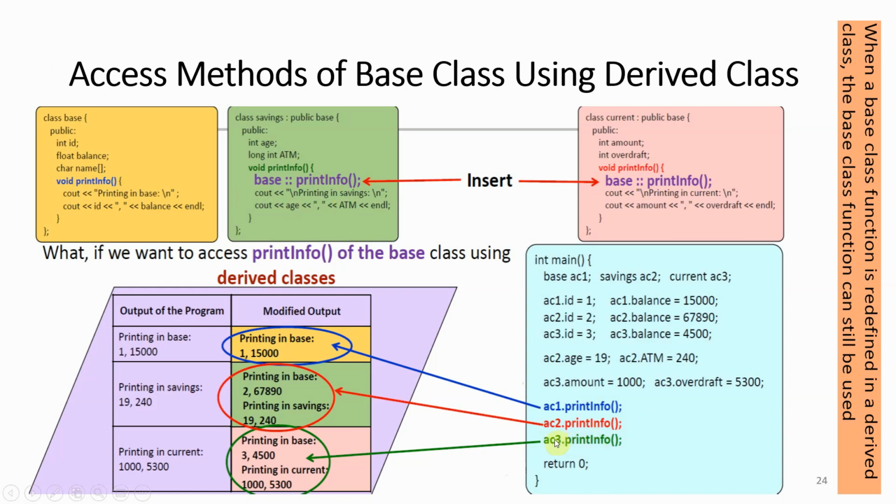The same thing here, AC3.printinfo. First, it's going to call the base one. It would print all the information, ID and balance, and then it's going to print here. I wanted to also mention that it is possible to write AC2.base::print info. That's possible as well, and then it would only call this one. That's fine because this is public and public. You can call it here.